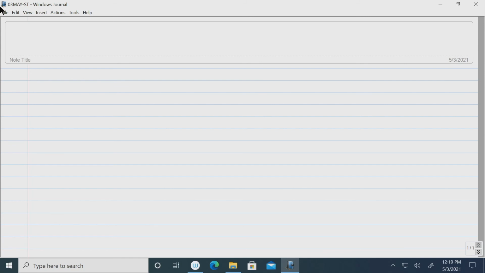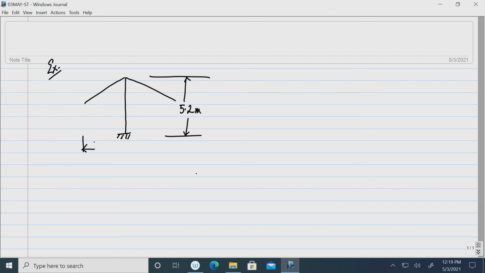So, we have seen that a conical umbrella roof has to be designed and it is supported on the central column. The height of the column is given in the problem as 5.2 meter. The base of the cone is 8 meter.